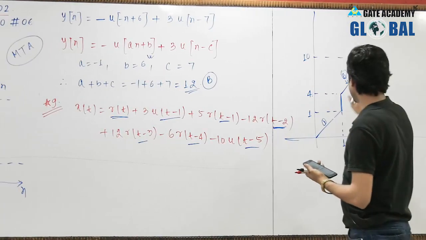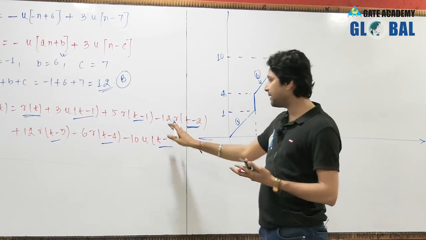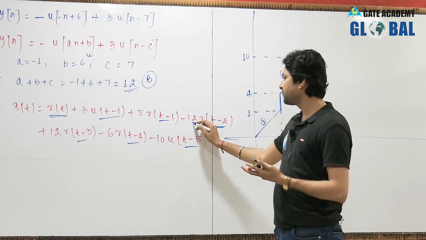After t equals 2, the ramp that has occurred is having a slope of minus 12.